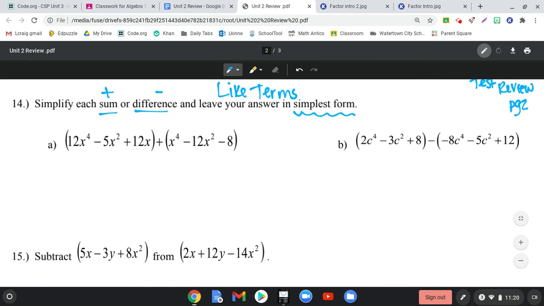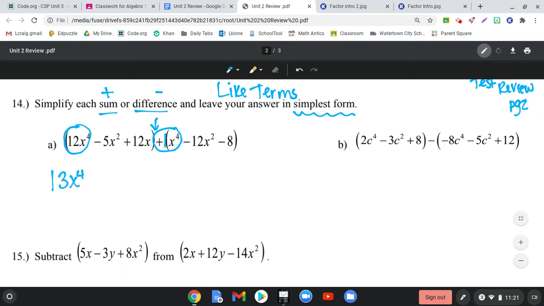All right, so if we're adding, we're good to go. We don't have to change anything. So if you want, you can leave it in this form, or you can move like terms under each other. It's up to you. All right, but if we're adding, we can just pretty much ignore the parentheses. So 12x to the fourth plus 1x to the fourth would be 13x to the fourth.